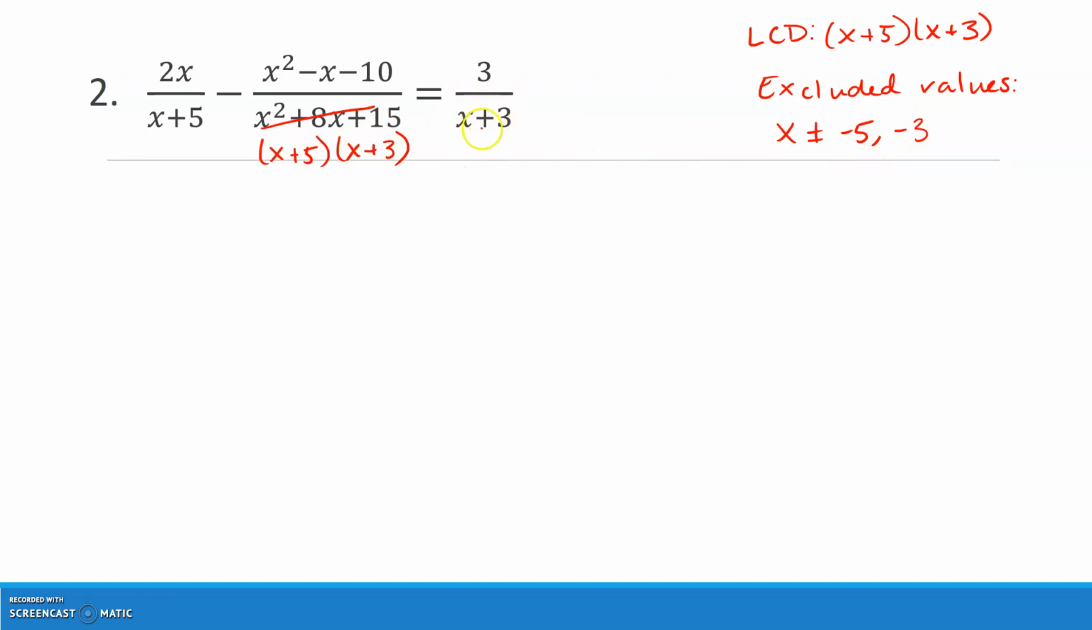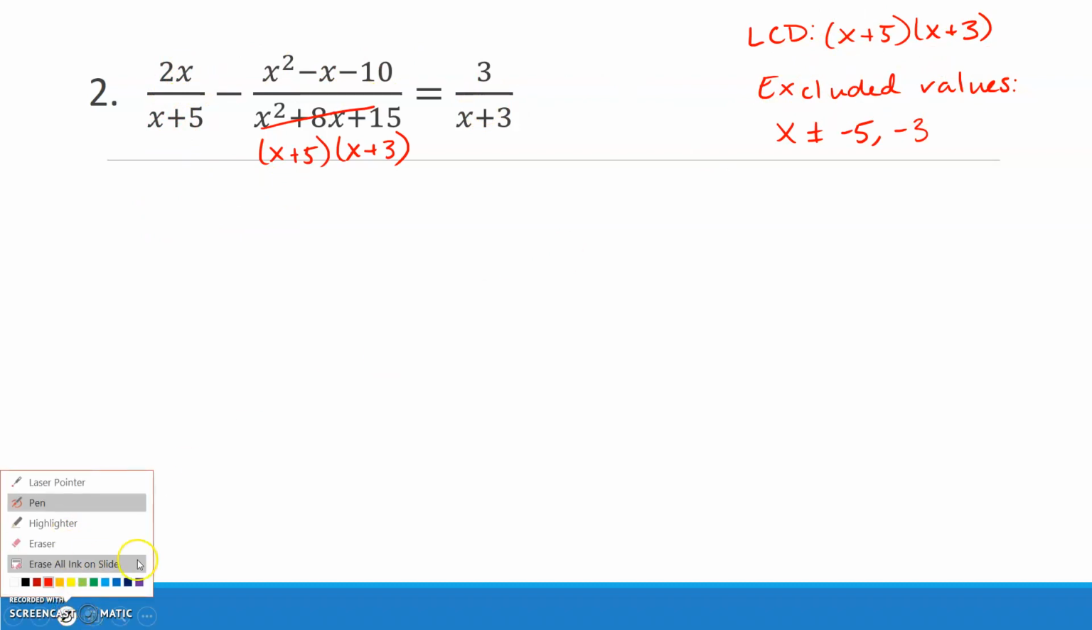And then the third fraction, x can't equal -3. So now I have 2 excluded values, -5 and -3. In the end, once I solve, I just have to make sure x doesn't equal either of those 2. So I'm going to multiply each of these fractions with the least common denominator.